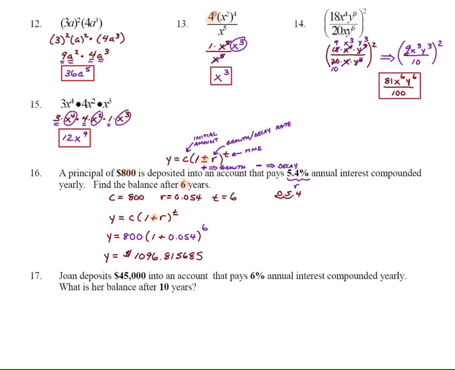You would literally type in your calculator 800 times parentheses 1 plus 0.054, to the 6th power. So you'd raise that quantity to the 6th, and what you should get is 1096.815685. That's the whole decimal that appears in my calculator.